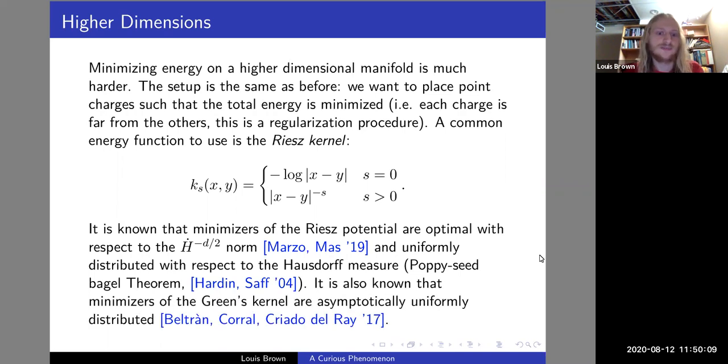And we also know that the minimizers of the Green's kernel are asymptotically uniformly distributed. This is a result from Beltran, Corral, and Criado del Rey in 2017. So people have studied this.